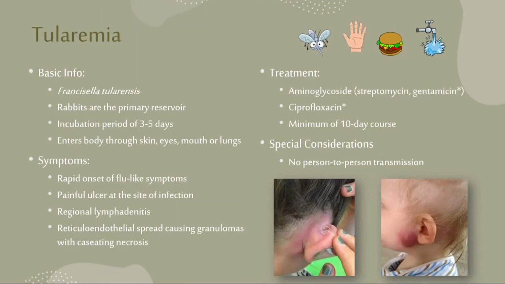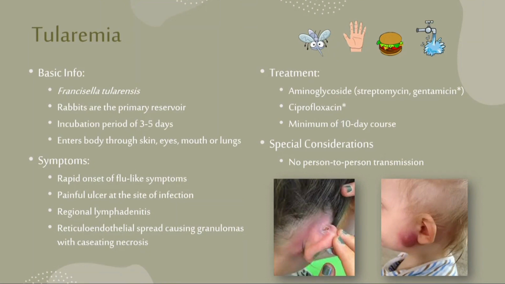Usually you just see the regional lymphadenitis, and that is what we saw in that case on the floor. She had a pretty impressive lymphadenitis in her groin area. And then it can have the reticuloendothelial spread that causes granulomas and caseating necrosis. So these kids definitely need to be treated, and if you don't treat, mortality rates can be as high as 30%, which is pretty high.